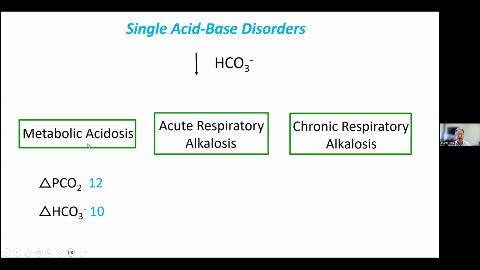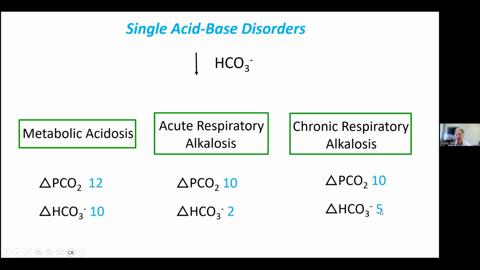Does it fit metabolic acidosis? Well, for every 10 fall in the bicarbonate, the PCO2 falls by 12. In acute respiratory alkalosis, for every 10 fall in the PCO2, the bicarb falls by 2 because of the bicarbonate buffer reaction. In chronic respiratory alkalosis, the bicarb falls further due to the kidneys, so that the total fall in the bicarb is 5.